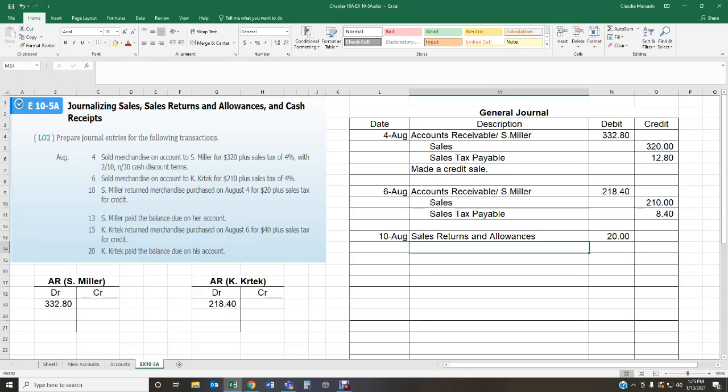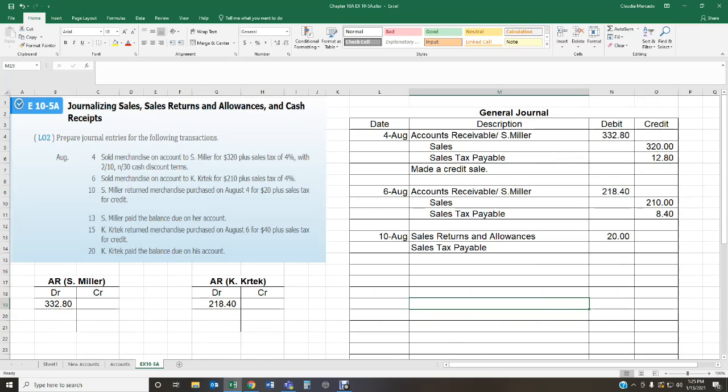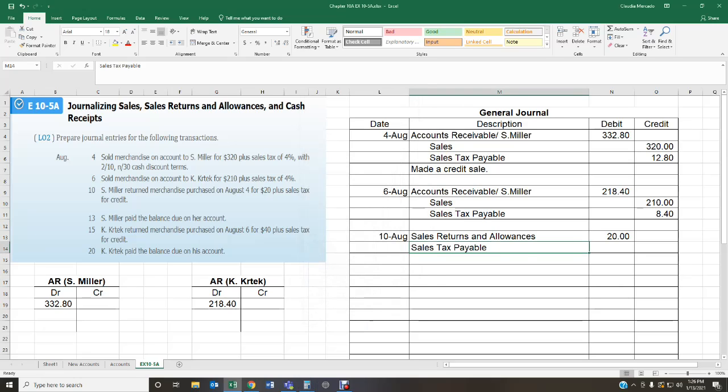So now I'm going to have my sales tax payable, okay? And if you look at your sales tax payable account right here, it says that you debit the account if there's an adjustment of tax on merchandise returned by customers, which is what's happening right now, okay? So your sales tax payable, okay, we have a return of $20. I'm going to multiply it by 4%. That's my tax rate. That means that I have to return 80 cents in taxes back. Okay.